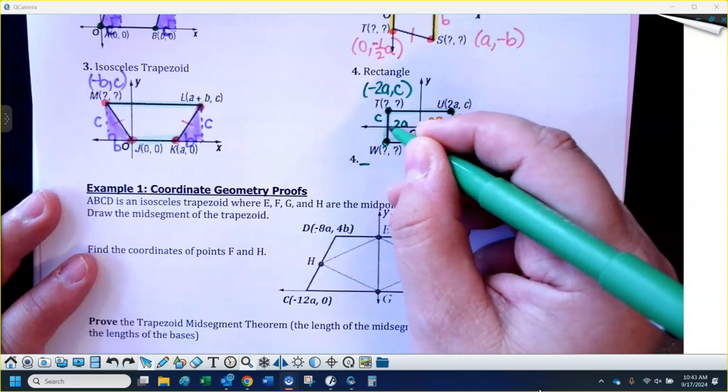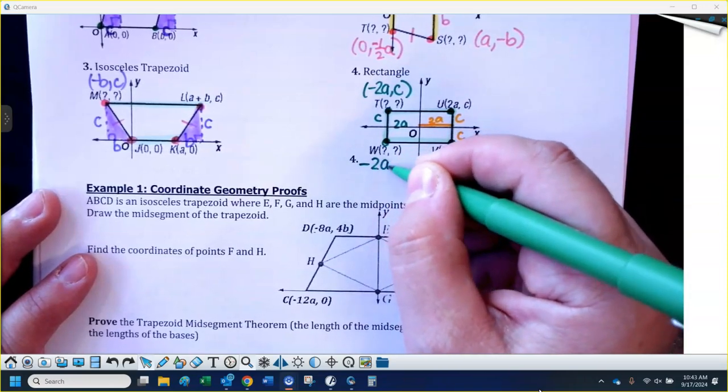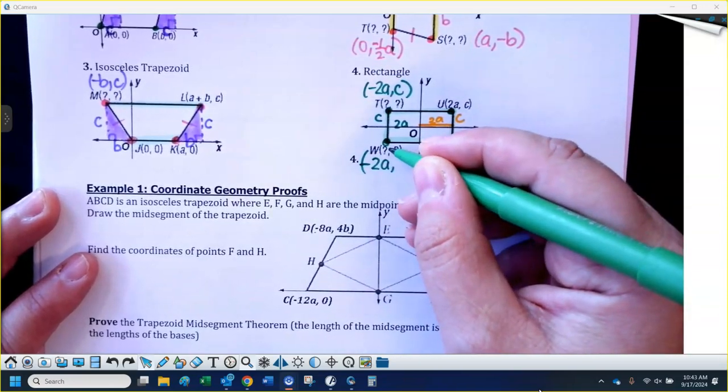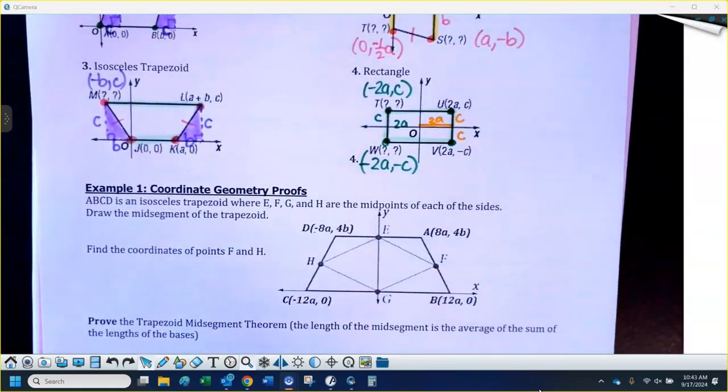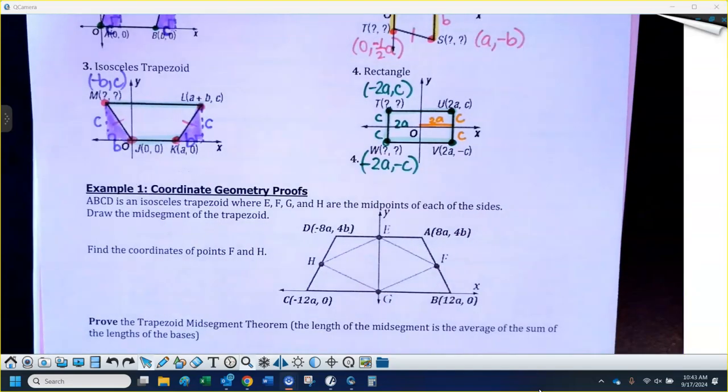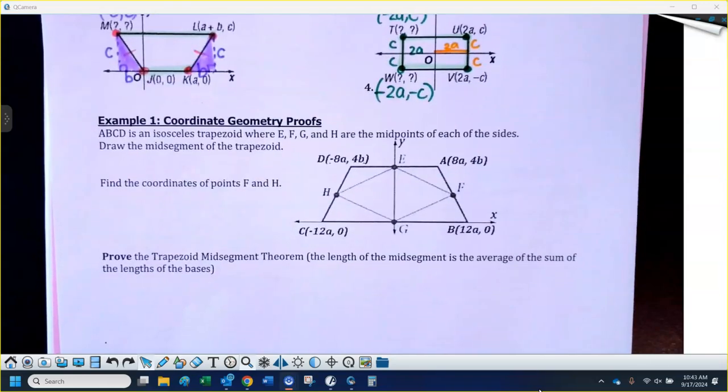X coordinate is how you go this way, so it'd be negative 2A. What would the y coordinate of that point be? Negative C, because you're going down C. The distance would be C, but where it's placed in the coordinate plane, we just have a little negative in front of it. Is anybody having a question? Okay, let me have you guys look at this one.